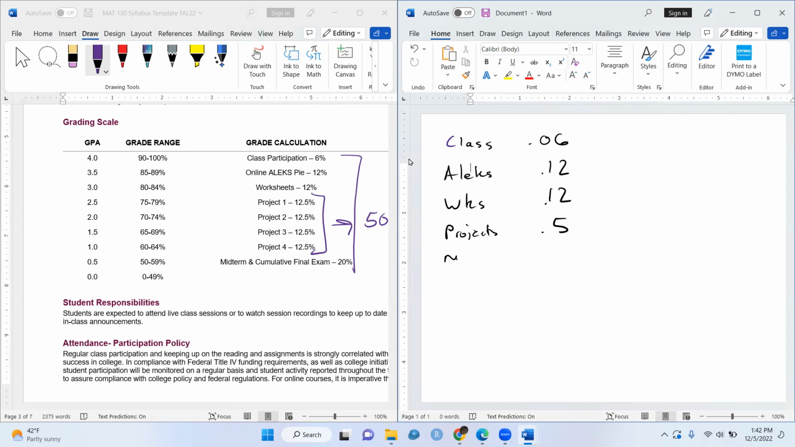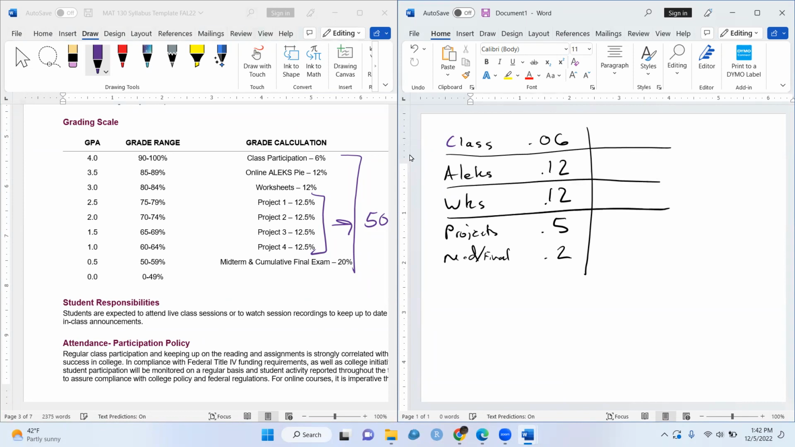And then we've got the midterm and final. Cumulative, they're 20% of your grade. So what happens is you have assignments that pop into each of these. For our class, the class participation are the lesson checks. Those are those little quizzes we keep doing.